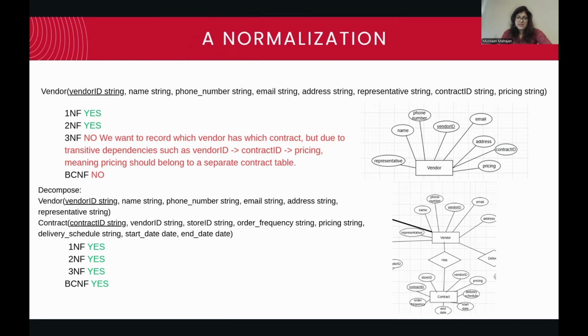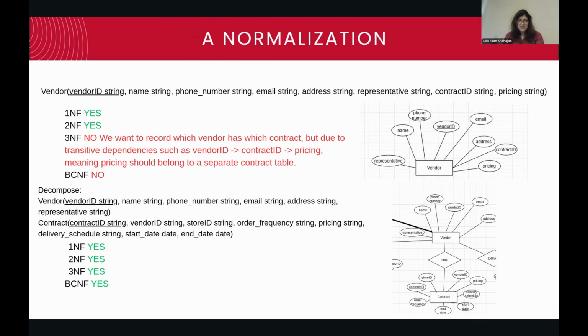We have implemented normalization in our applications, as mentioned by my teammates as well. So for the vendor normalization, initially, we were creating the vendor entity having primary key as vendor ID and the other attributes as name, phone number, email, address, representative, contract ID, and pricing. So this entity was in first normal form and second normal form, but it did not comply with the third normal form due to transitive dependencies, where vendor ID determined contract ID, which in turn determined pricing.